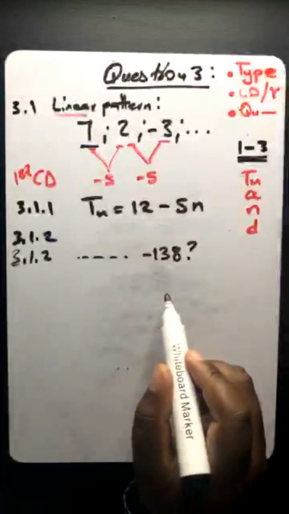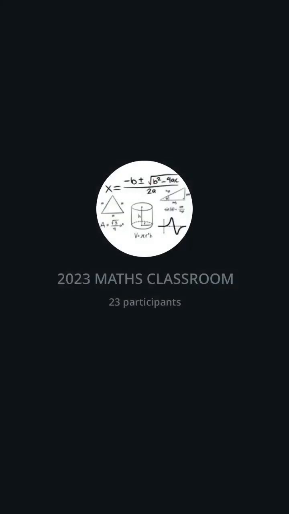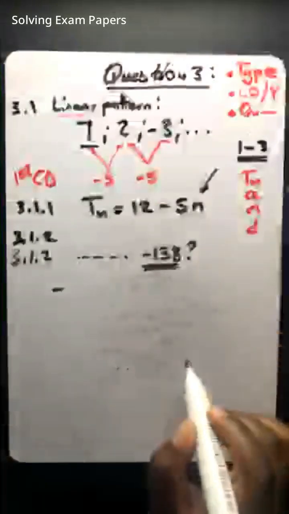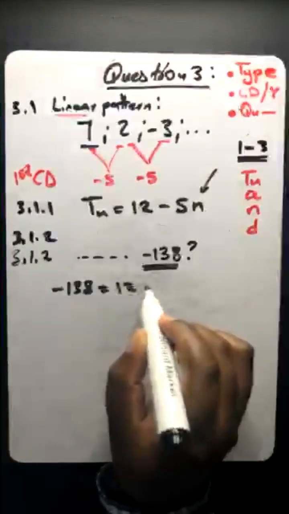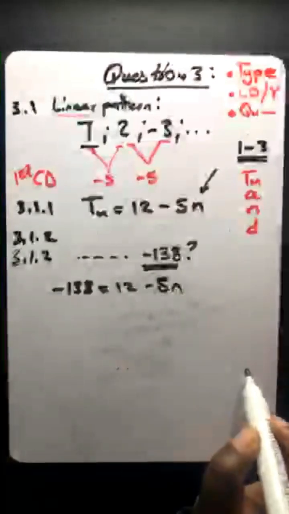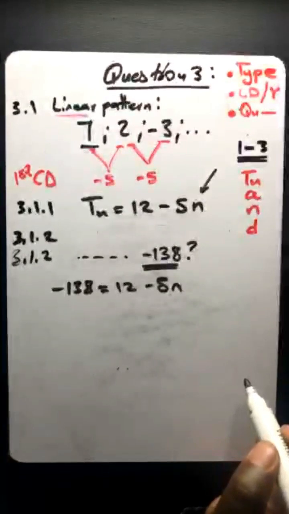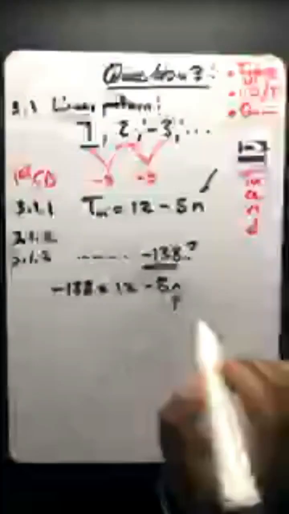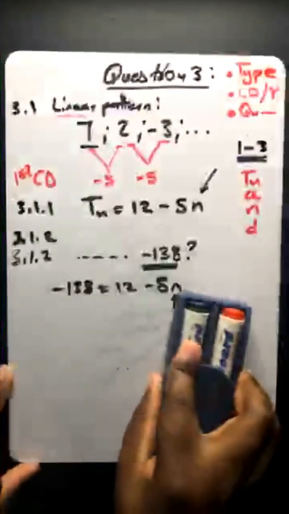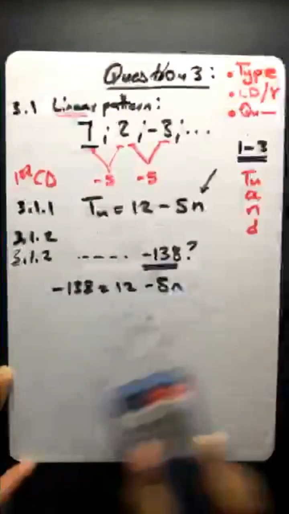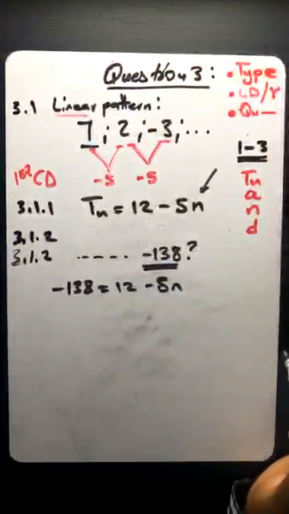So, honorable members, in this case, n is exactly what they want you to calculate, meaning you are going to have your Tn being equated to that. So, that is negative 138, which equals 12 minus 5n. So, this is how a question looks where they want you to calculate for n. If you do more and more of this type of questions, you will realize that if they say this, it means they want you to calculate that.